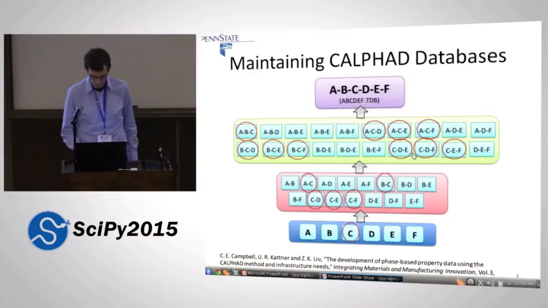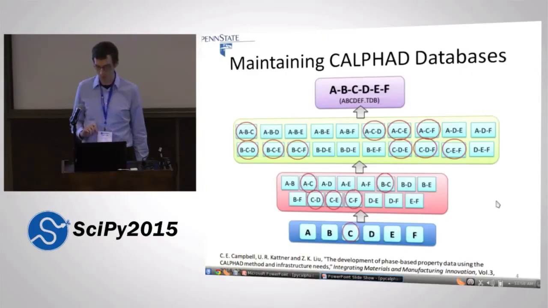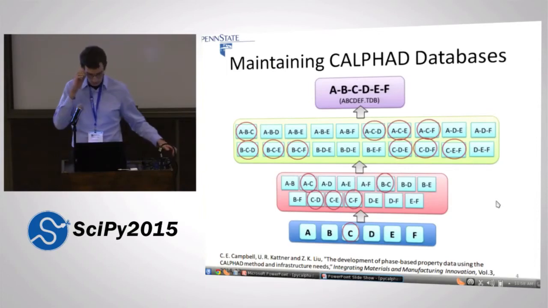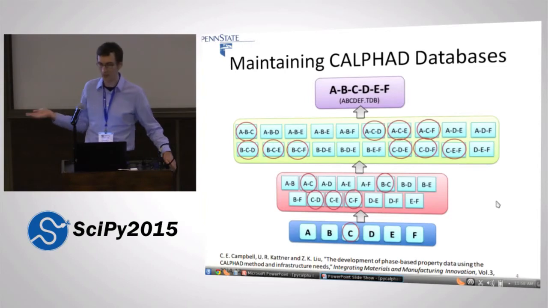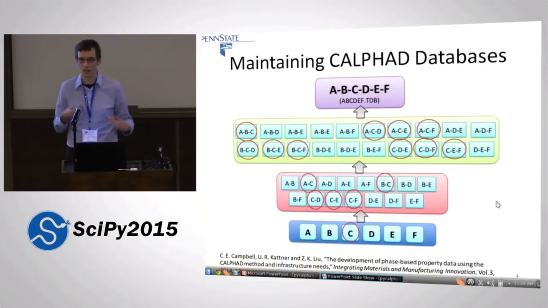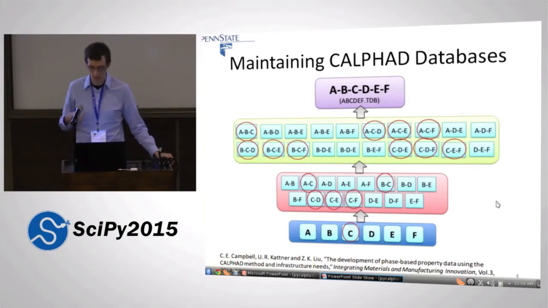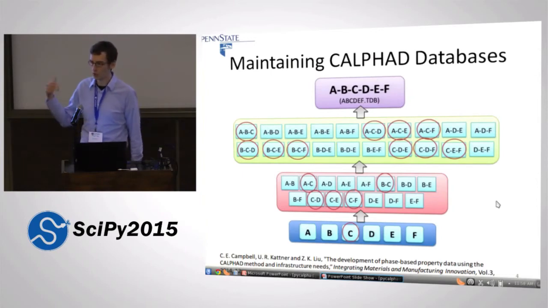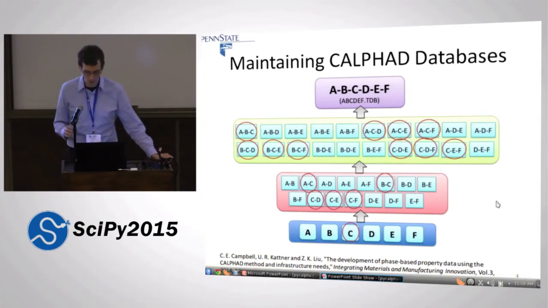But there's also a practical reason why we care about this in the CALPHAD community, and it has to do with the problem of maintaining CALPHAD databases. So here I'm depicting a hypothetical 6-component system, A, B, C, D, E, F. You could imagine this as elements in the periodic table, so like nickel, iron, cobalt, chromium, and so on.